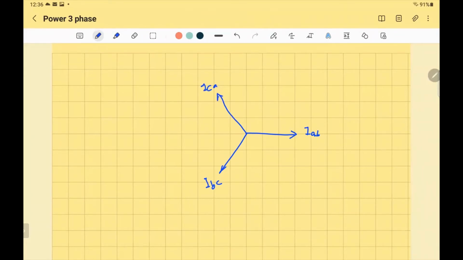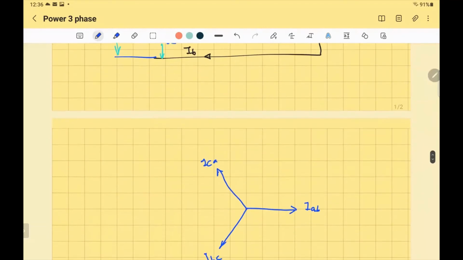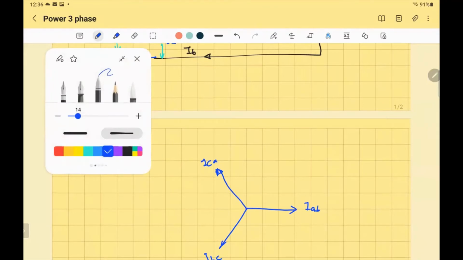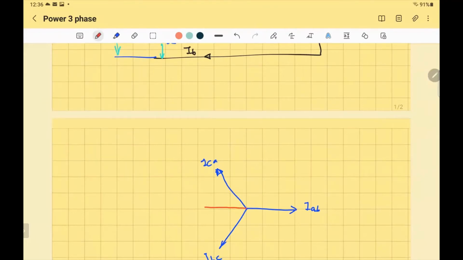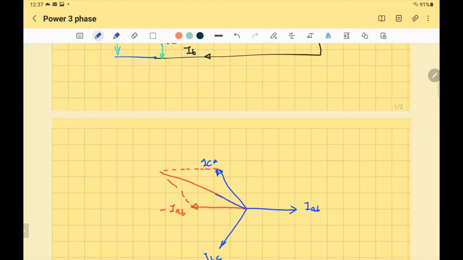I want to find IA, so I'll use the relationship IA is equal to CA minus AB. To make minus AB, all I'm supposed to do is just flip it, that's minus AB, and I add it to CA. So if I add it to CA, I make a parallelogram like that, and that would be the resultant, which will be IA. That's IA. We did that before, it's just the same.